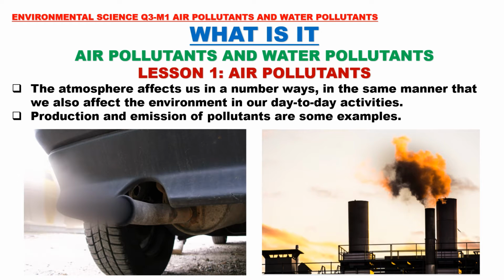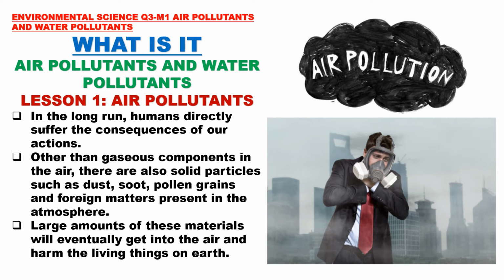Lesson 1, air pollutants. The atmosphere affects us in a number of ways, in the same manner that we also affect the environment in our day-to-day activities. Production and emission of pollutants are some examples. In the long run, humans directly suffer the consequences of our actions. Other than gaseous components in the air, there are also solid particles such as dust, soot, pollen grains, and foreign matters present in the atmosphere. Large amounts of these materials will eventually get into the air and harm the living things on Earth.